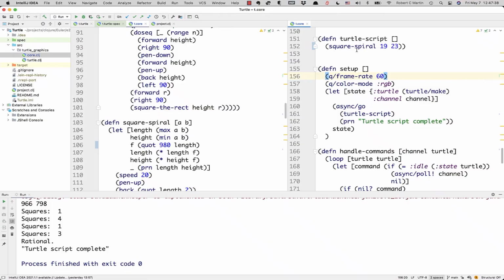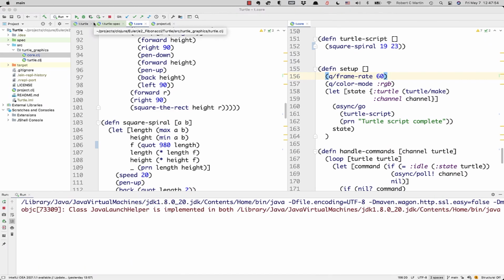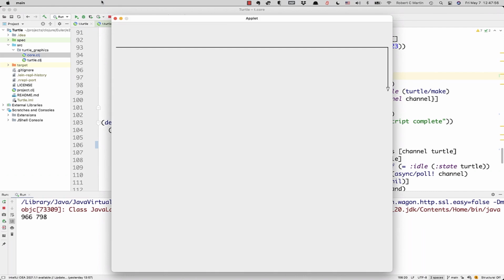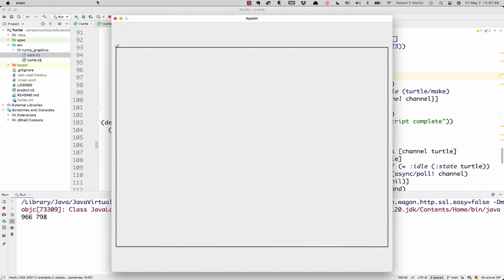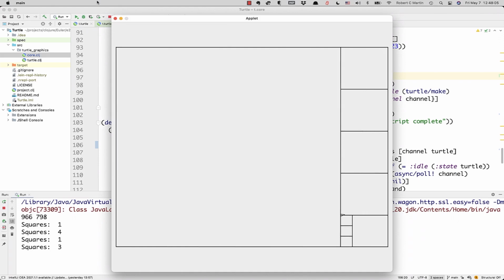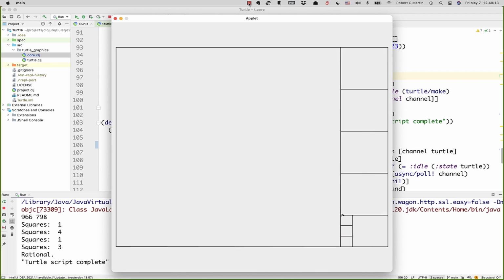Okay, well, let's do a more interesting one. Let's do the square spiral for 19 by 23. All right, and it draws the original rectangle. There's the first square. Ooh, skinny. And then we're going to have 1, 2, 3, 4. Woohoo! And then 1, and then, ooh, look at that, 3. So 1, 4, 1, 3. Cool.